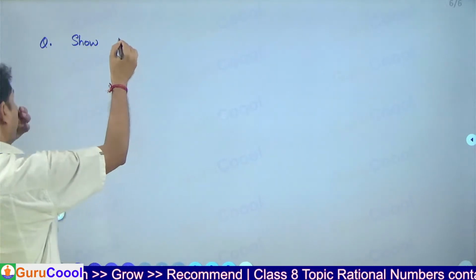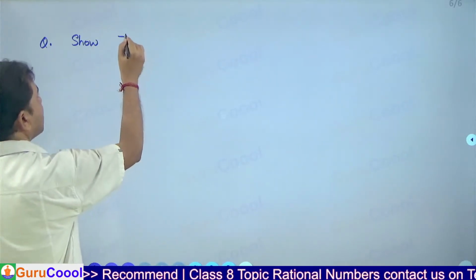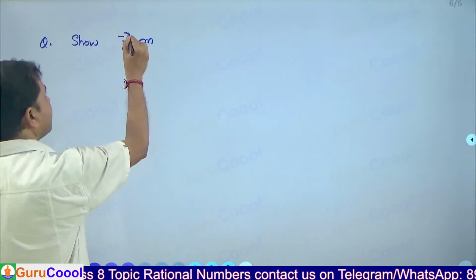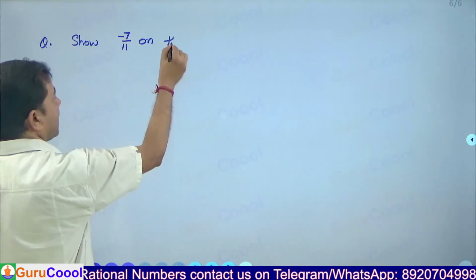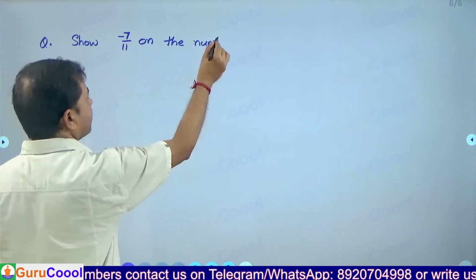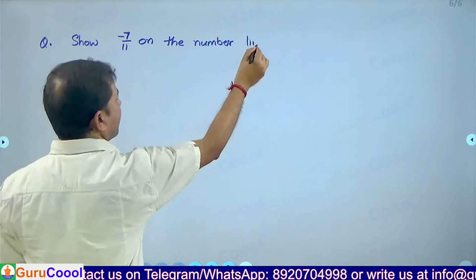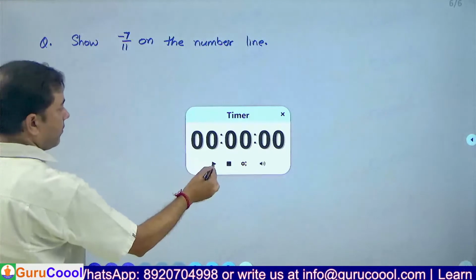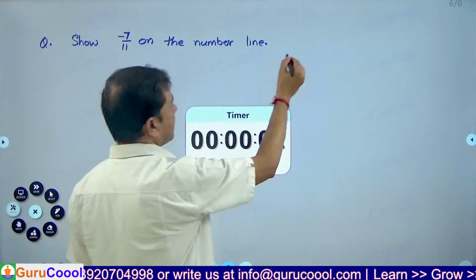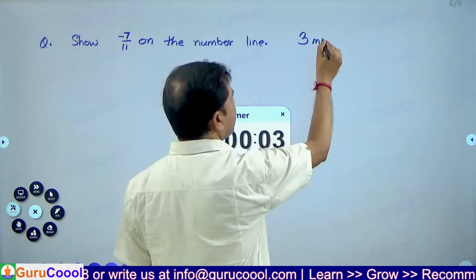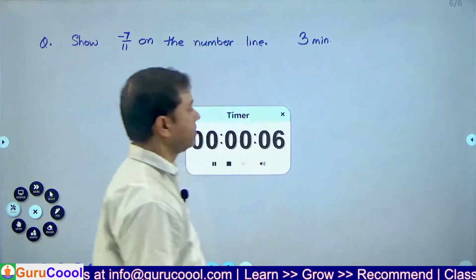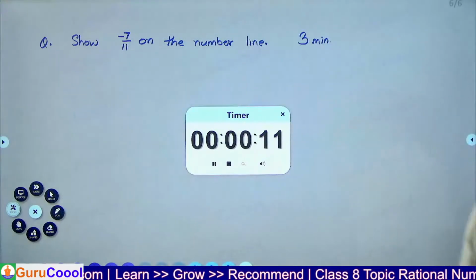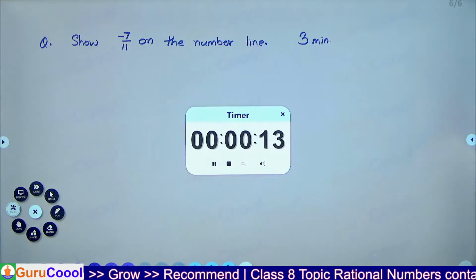So, minus 7 by 11 on the number line. Try your best. You have to submit it in 3 minutes. Within 3 minutes. 2 minutes for solution, 1 minute for submission.